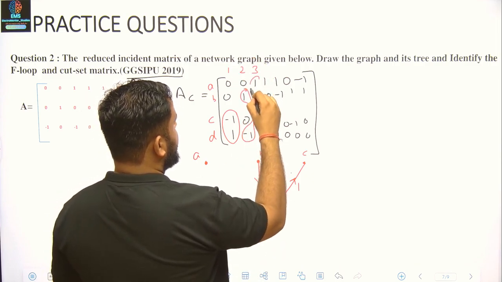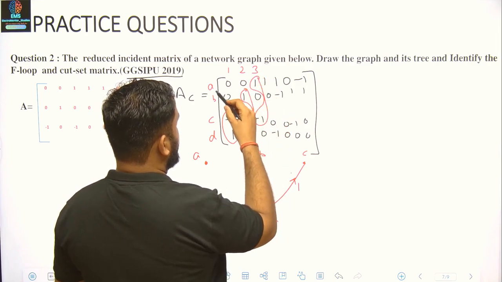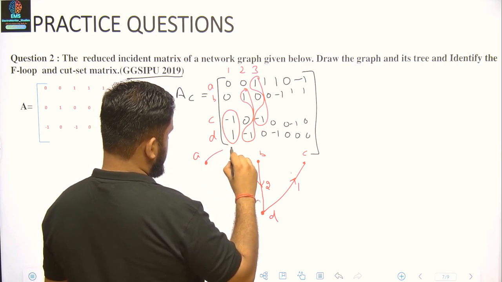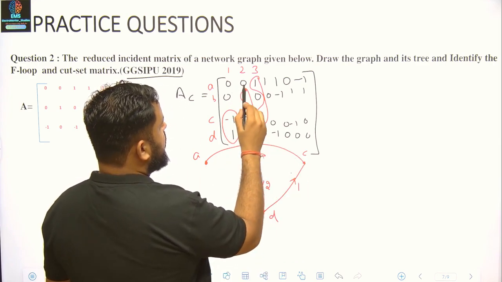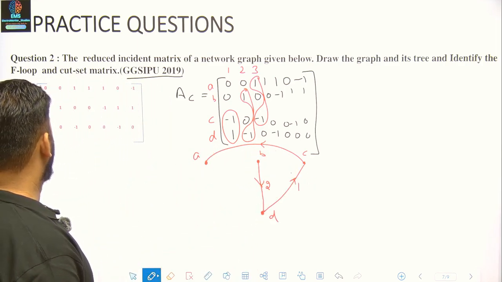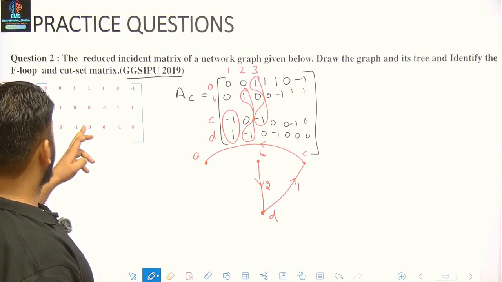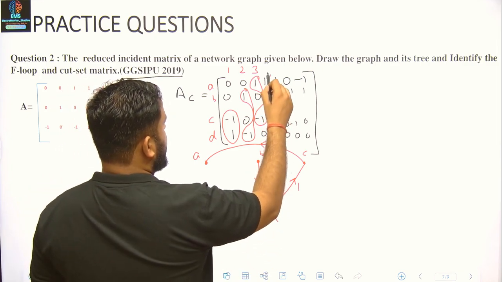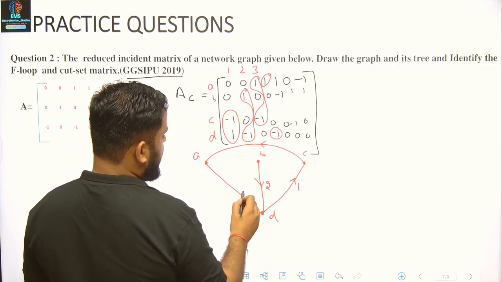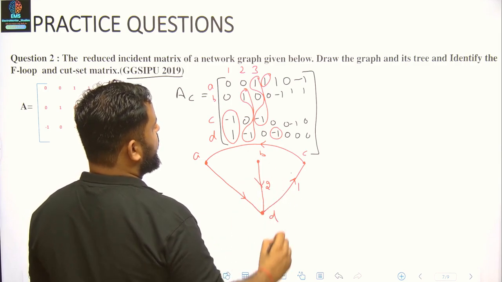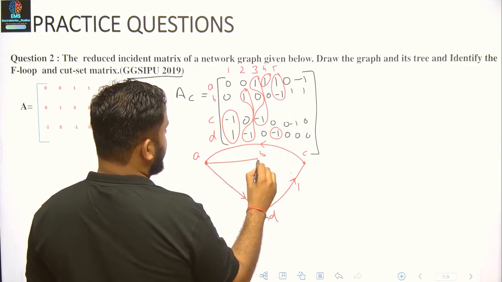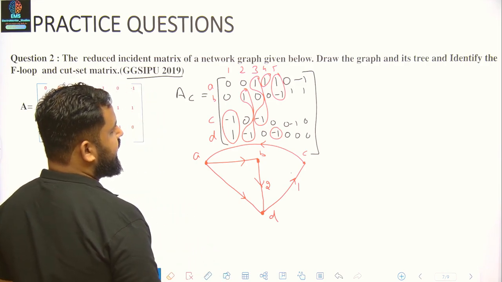Similarly, my branch 3 is the connection of A and C. For A, it is an incoming current. For C, it is an outgoing current. Okay, branch 4, it is a connection of A and D. For D, it is an incoming current. For A, it is an outgoing current. Branch 5, A and B are connected. For B, it is an incoming current. For A, it is an outgoing current.